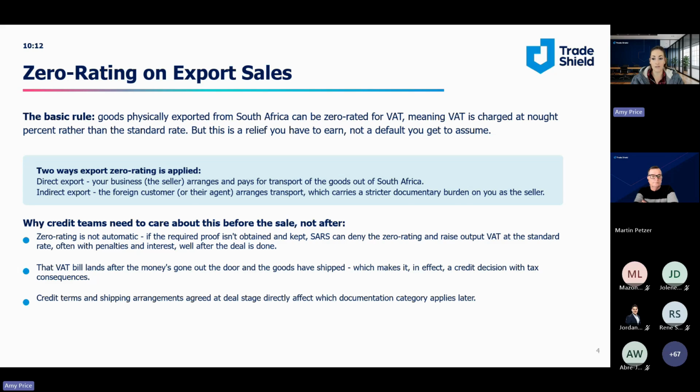So it's very important to understand what the penalties are for incorrectly charging zero rated VAT, because there is VAT on the invoice. It's just a matter of who is responsible to pay it and to claim it. Okay, so in effect, it is a credit decision, and the consequences do get baked into our space, because we are the ones generating those invoices, and we are also the ones collecting on those invoices as well.